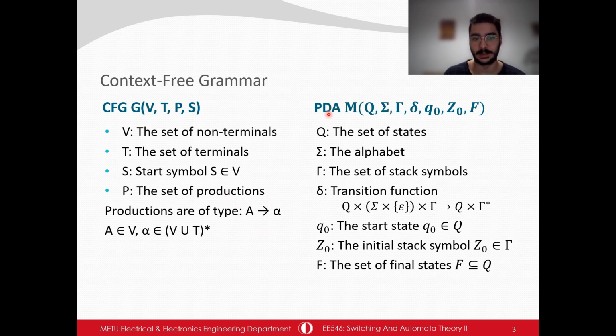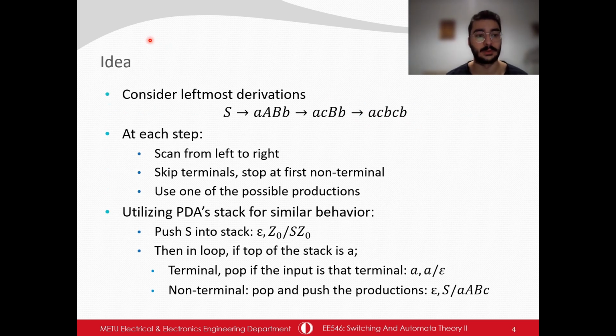And if you remember what a PDA is, it's combined of 7 elements. We have the set of states, we have the alphabet, we have the stack symbols, we have the transition function that transitions on an input character, a current state, and the current top of the stack symbol, and it takes to the next state and a set of new stack symbols. So we need to have a way to convert these 4 elements into these 7 elements. So we need to find an algorithmic way to convert the CFGs to PDAs.